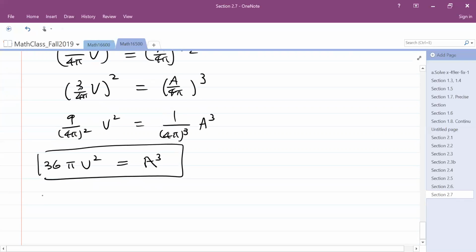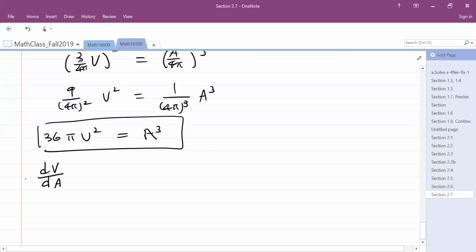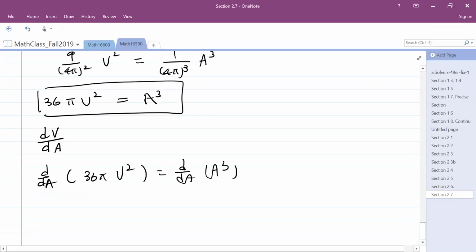Then you can find out the derivative of V with respect to A, right? You can also find out the derivative of A with respect to V, okay? So how do you do that? You differentiate both sides with respect to A. So you get 72 pi V dV/dA, and that's 3A squared.